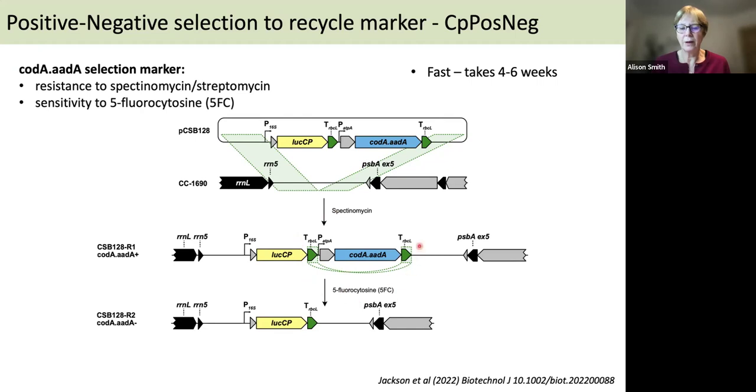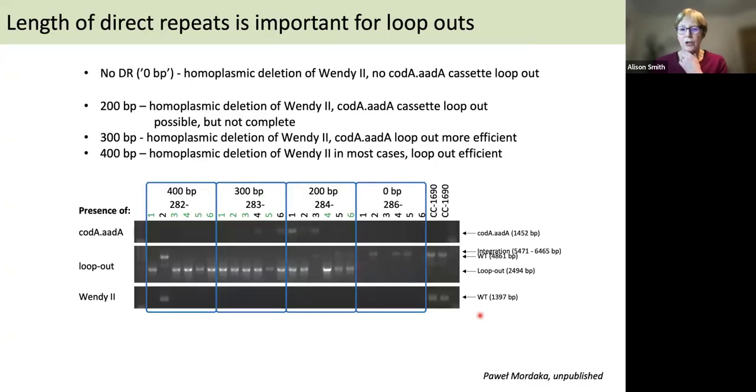It is only if they can loop out this sequence here that they will survive, because they no longer have the COD-A gene. These two sequences are in direct orientation, so homologous recombination between them will excise this whole sequence. This works really very well. What we wanted to establish was what length of direct repeats is needed for this to happen effectively or efficiently. If there are no direct repeats, then we get insertion of the selection marker, but we don't get any loop out at all.